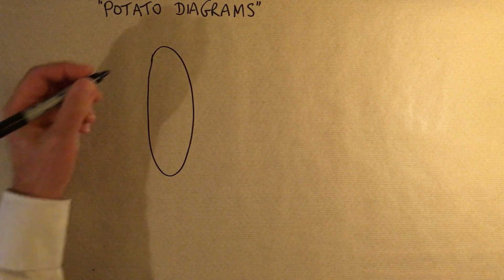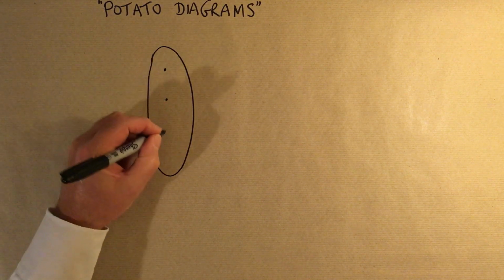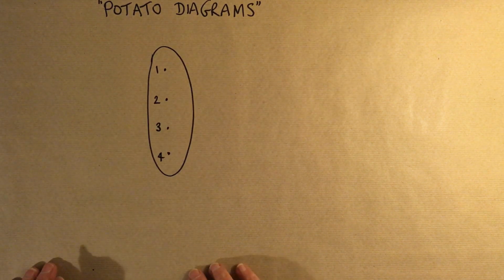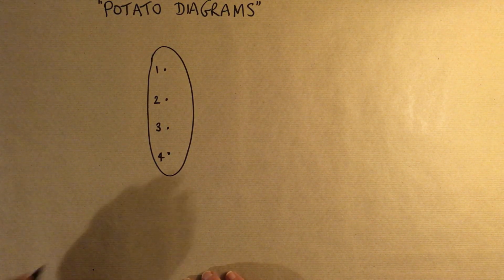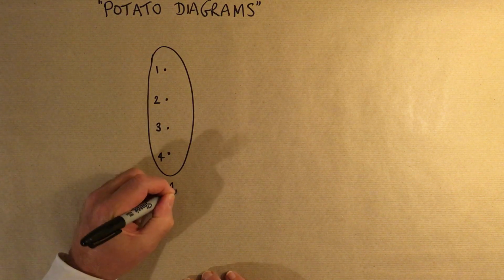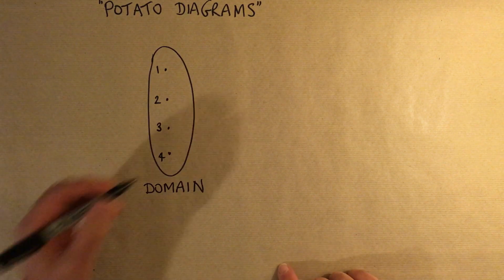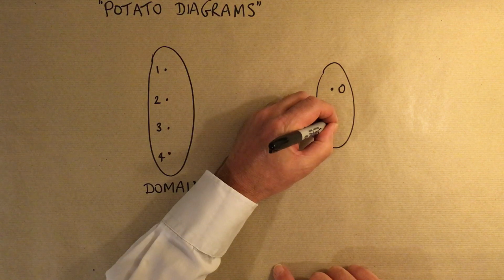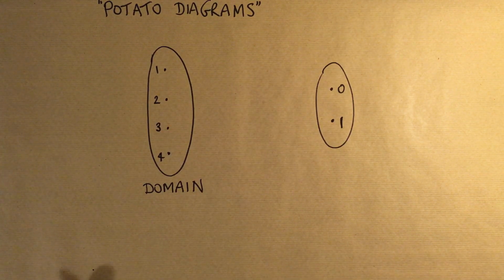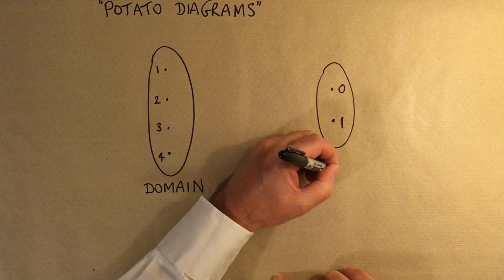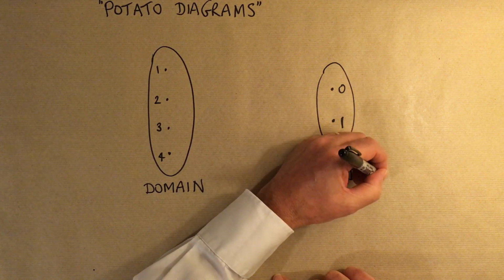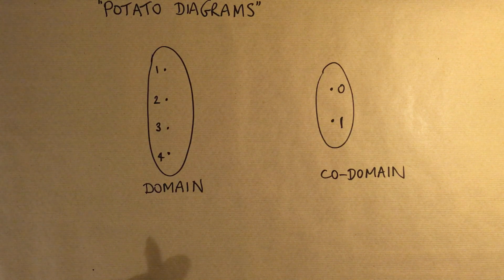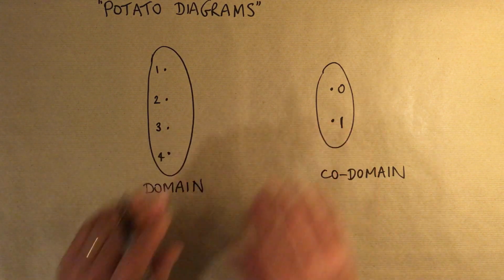So let's have some sets here. Let's have the set of the numbers 1, 2, 3 and 4. So here are the numbers 1, 2, 3 and 4, and that's my input set, and my input set is called the domain. Then I have my output set. Let's have the numbers 0 and 1 here. This is my output set, which is called the codomain. That's all the possible outputs that we could have for this particular function. So these two are sets.